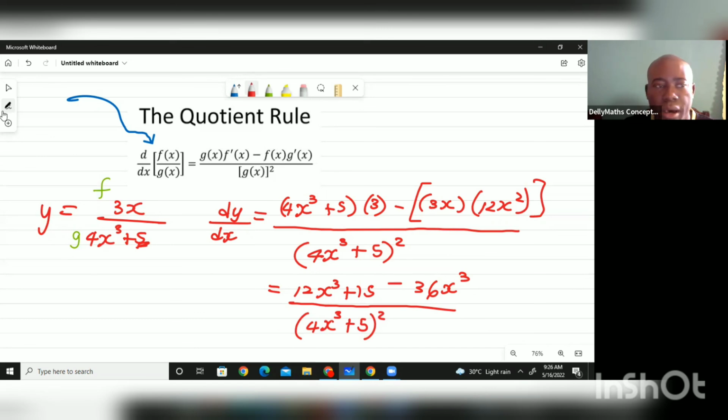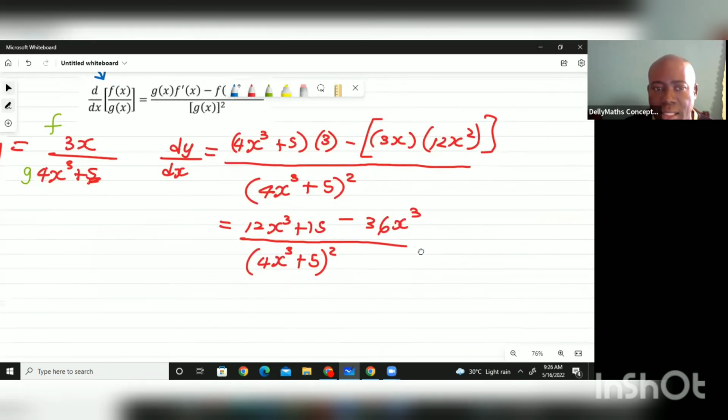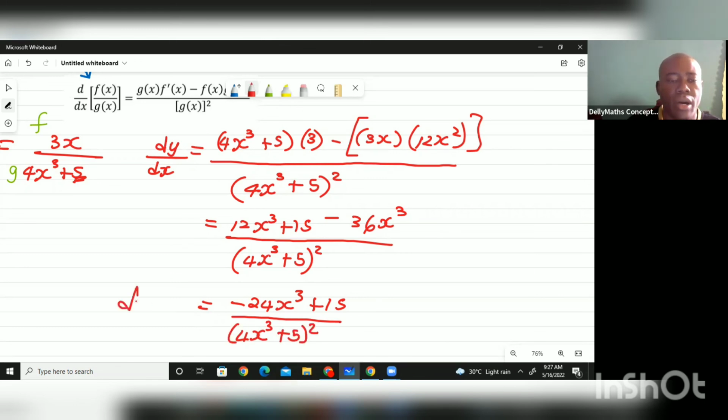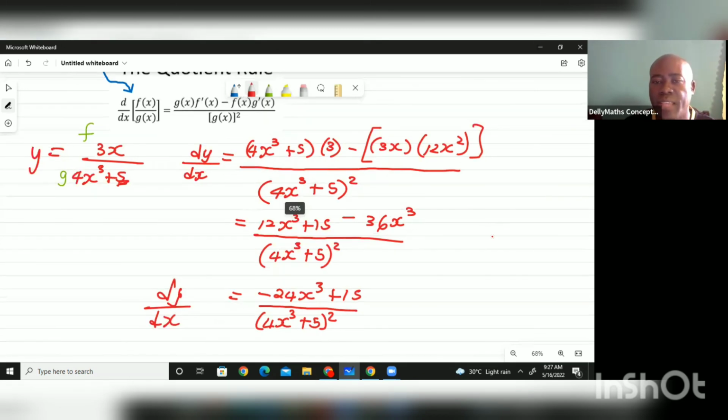At this moment, though, I want to take one last simplification. I'm seeing where I have like terms there: the 12x to the third and the minus 36x to the third. When I put those together, I'll get negative 24x to the third plus 15, and I have 4x to the third plus 5, and all of this is squared. So there we go, using the quotient rule, how we could take our derivatives and be good.